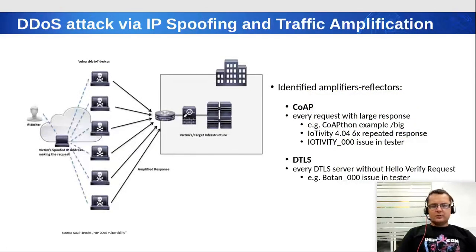Short information on how IoT devices can be used to perform distributed denial of service attacks. It is possible after identifying a large number of vulnerable devices that the attacker sends packets with spoofed source addresses and the devices send responses to the victim, causing traffic overload. It's easily possible in UDP-based protocols where there is no handshake at the beginning of communication. So UDP-based protocols like CoAP or DTLS can be used for such attacks.